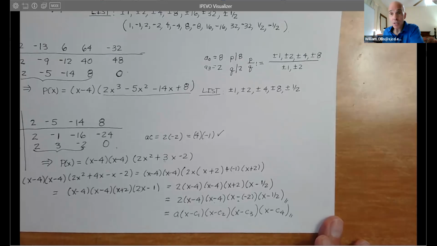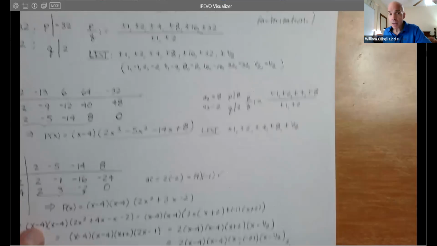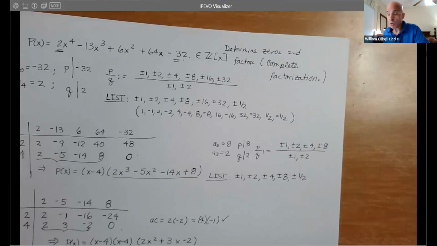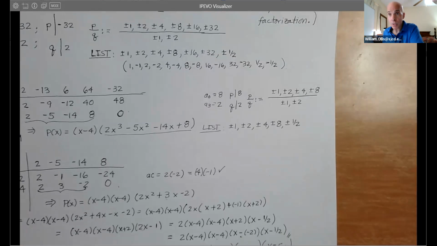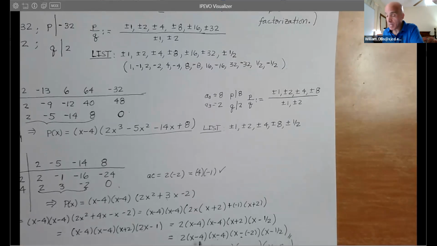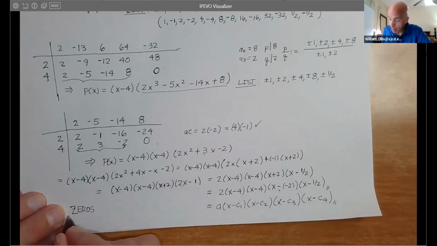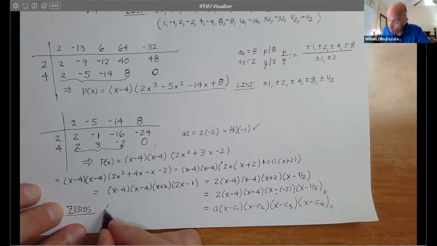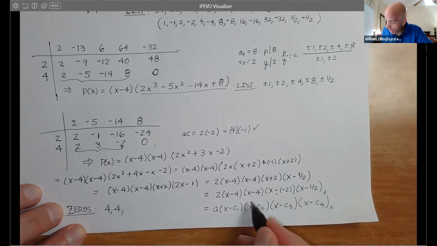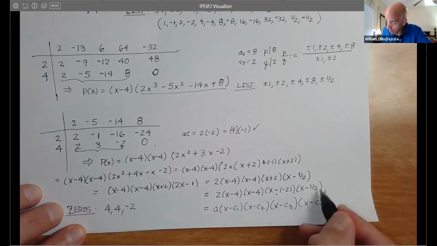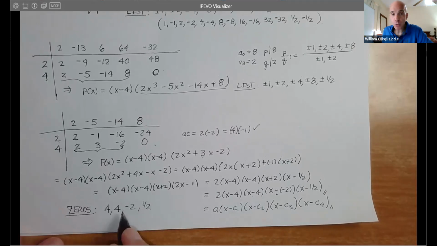So formulas like this are not always something that we can write, but since we have a 4th degree polynomial, we know that there are 4 zeros. And even if we have repetitions, we count the repetitions. So this has multiplicity 2, but the 0, negative 2, and 1/2 have multiplicity 1. So we could write our zeros right here. If WebAssign said, list the zeros, you'd write 4, 4, negative 2, 1/2. And always remember the repetitions.